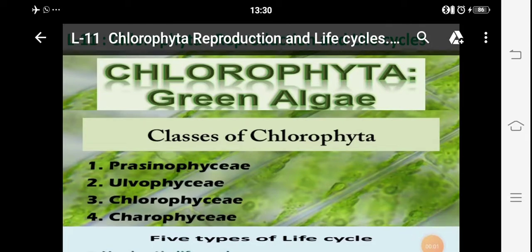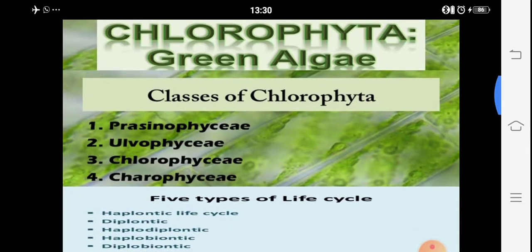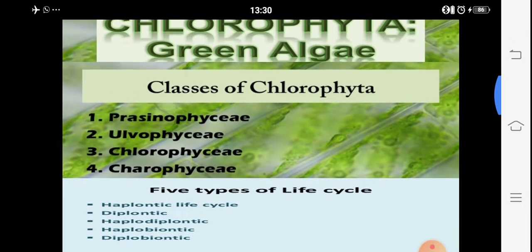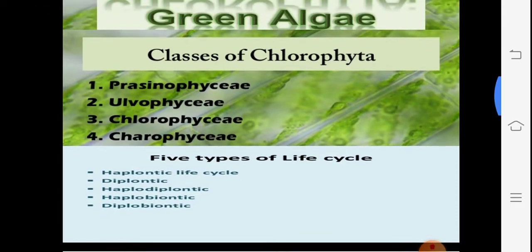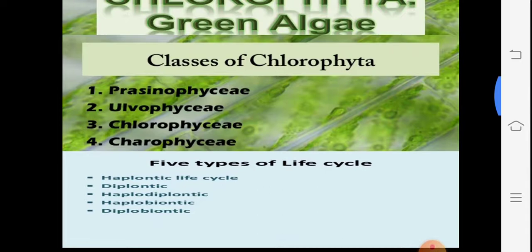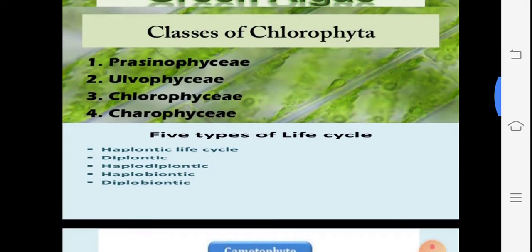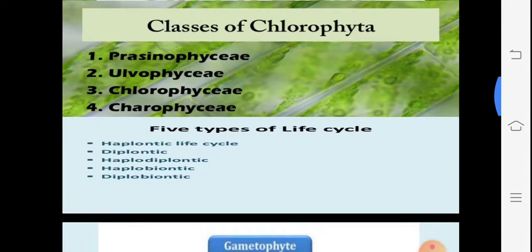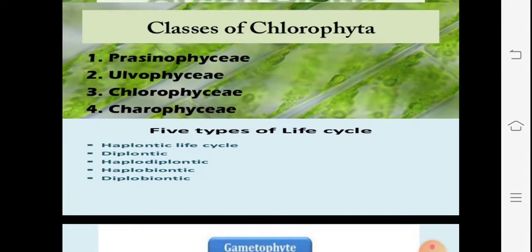Okay, so we are starting our Chlorophyta reproduction and life cycle patterns. We have already seen the general characteristics of the Chlorophyta, then the thallus organization. Very interestingly, the green algae in the Chlorophyta are divided into, not three, four, main classes: Prasinophyceae, Ulvophyceae, Chlorophyceae, and the Charophyceae.